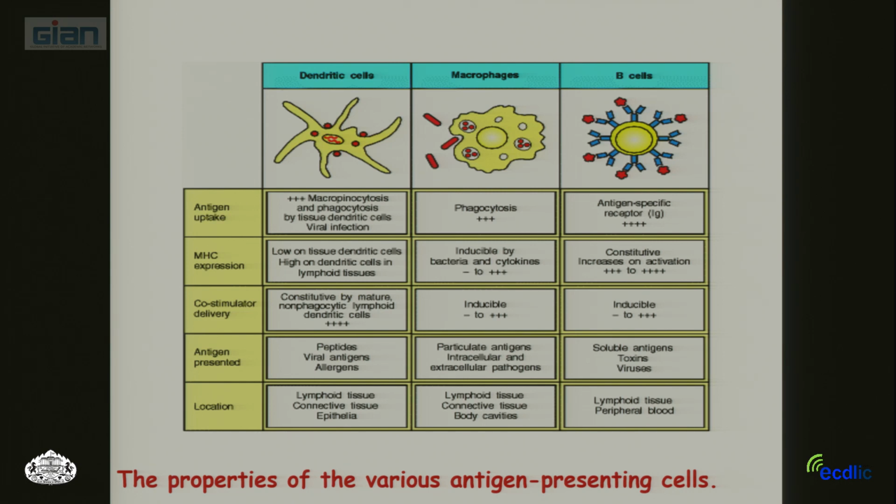As for location, dendritic cells you can find everywhere. Lymphoid tissue, connective tissue, and many epithelial linings have dendritic cells present. Macrophages are localized in lymphoid tissue, in circulation, in connective tissue, and most of our body cavities. And B cells, of course, are in peripheral blood and lymphoid tissue. So you can see that although they are all antigen presenting cells, they have different characteristic features and a different job to do.